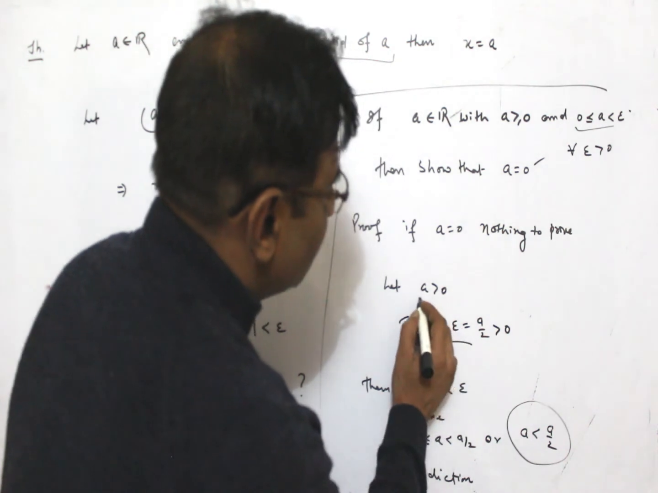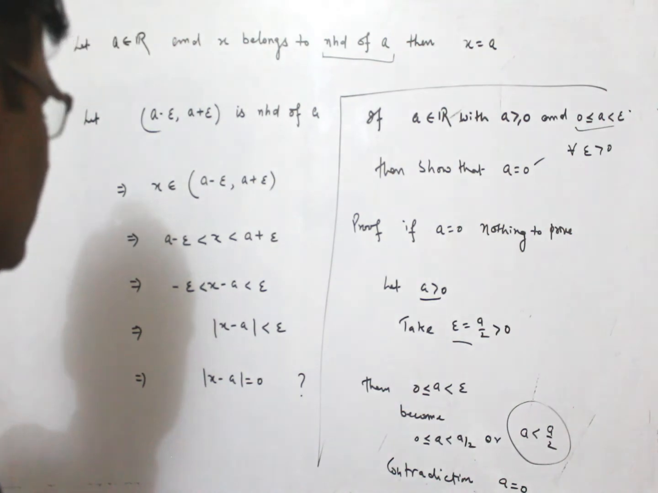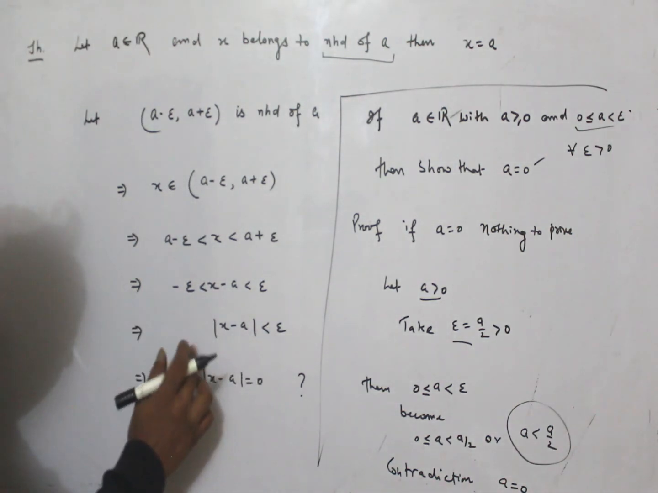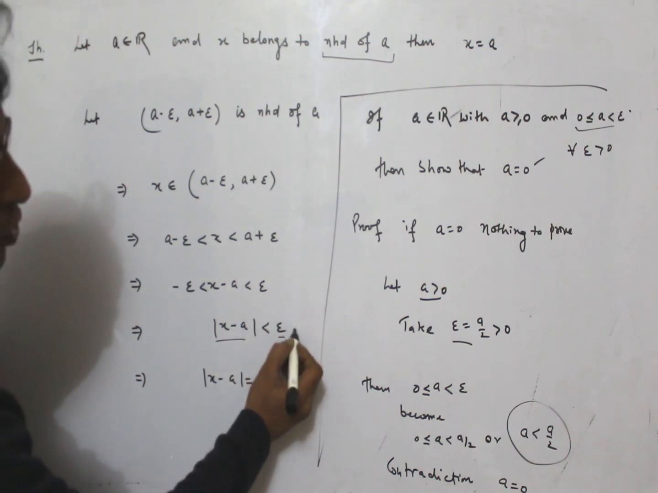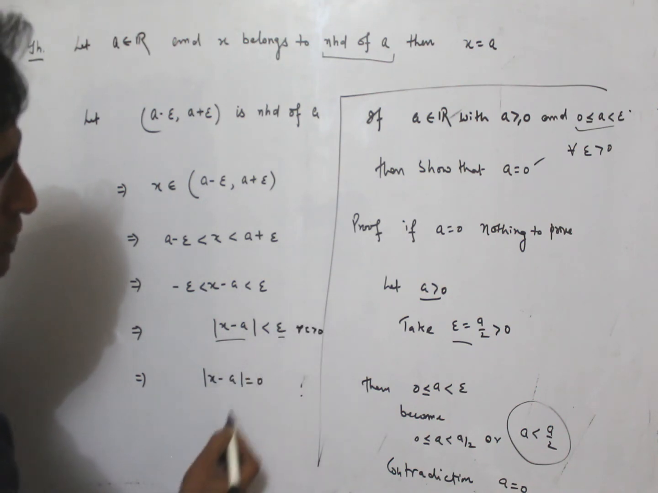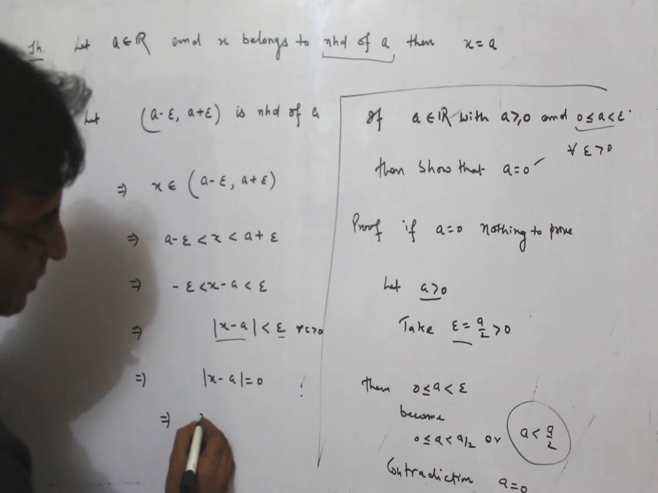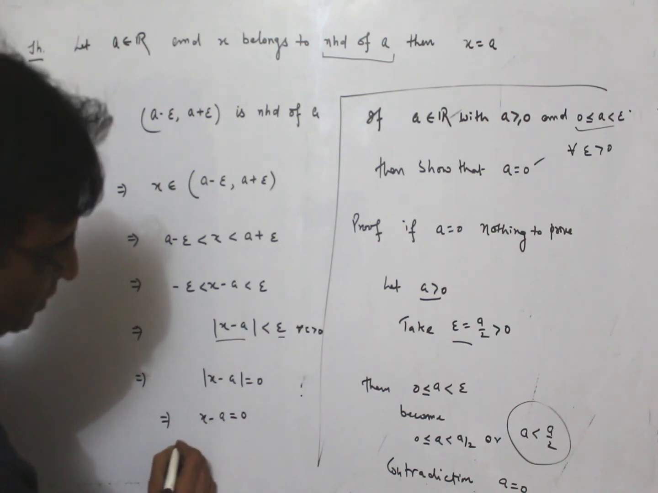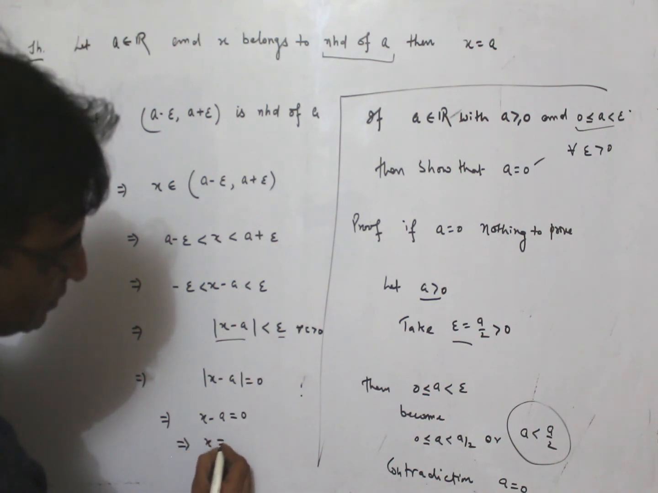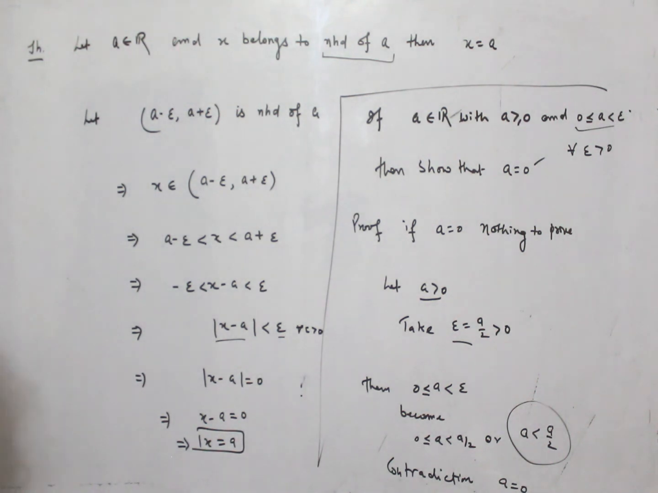So we have the possibility that A is 0. Therefore, with the same result, this is a positive number and this is less than epsilon for all epsilon positive. Therefore, this is 0, and this means |x minus A| is 0, and this means x is equal to A. This is the result we have proved.